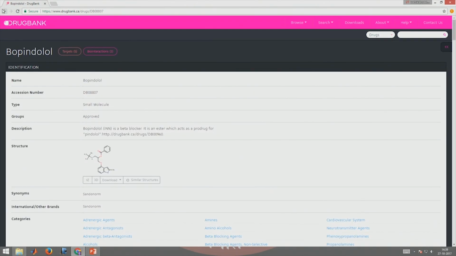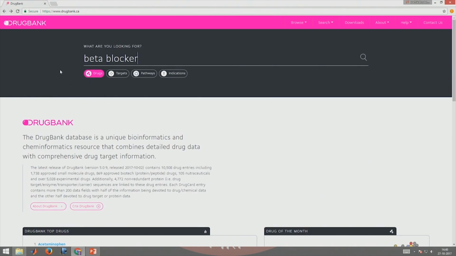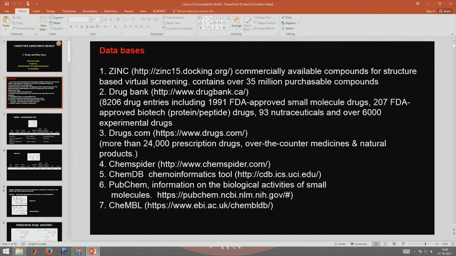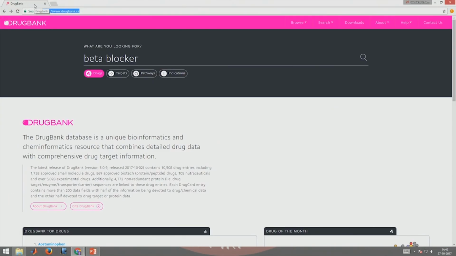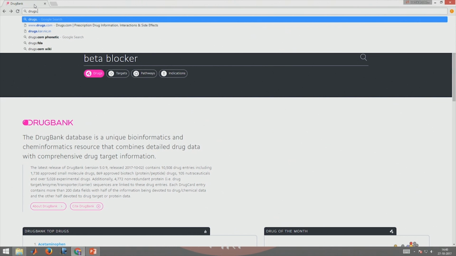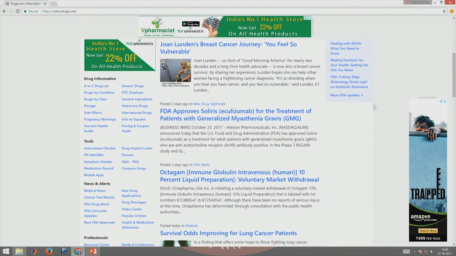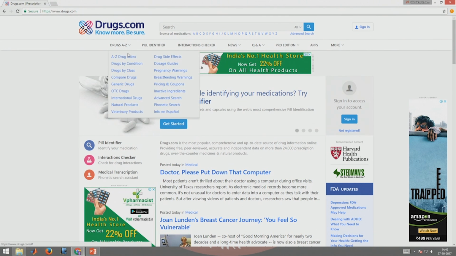So, DrugBank is another useful database. Then we also have, as I said, another database, that is drugs.com. So, let us look at that also. It gives you a lot of information about different types of drugs that are currently FDA approved. So, we can do a drug index based on condition, class, generic drugs, over the counter drugs, international drugs, natural products, veterinary products, drug side effects.